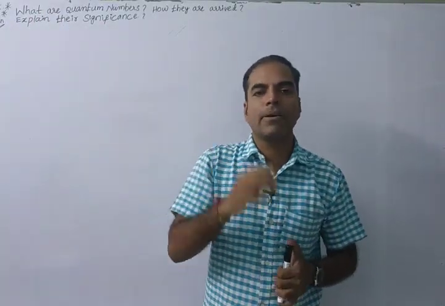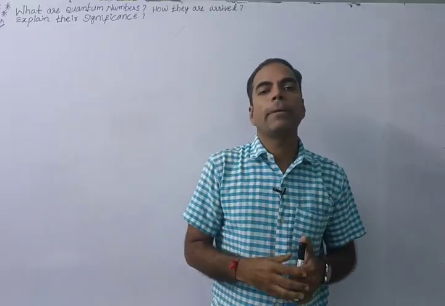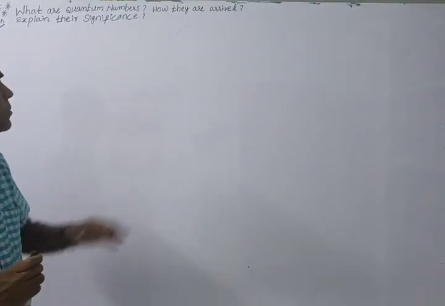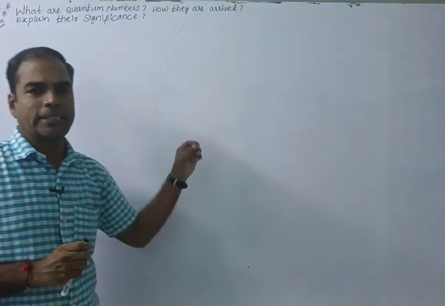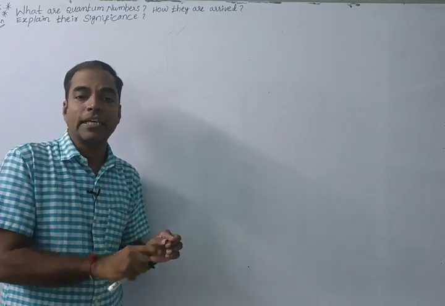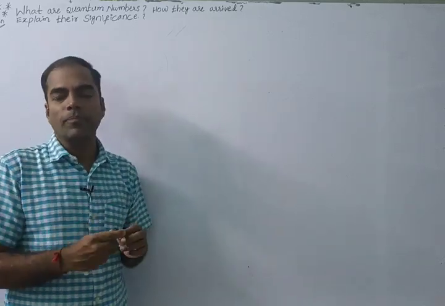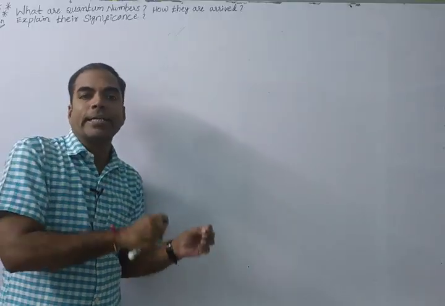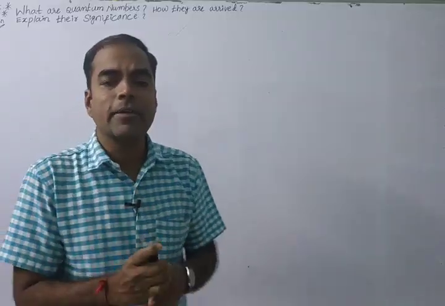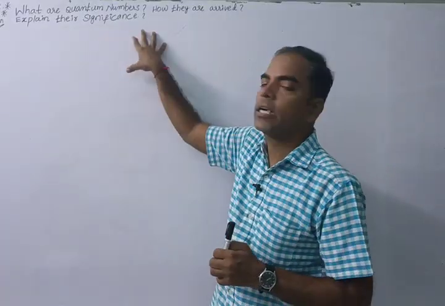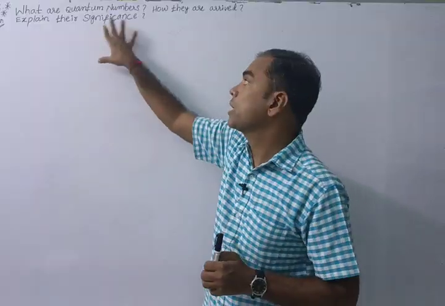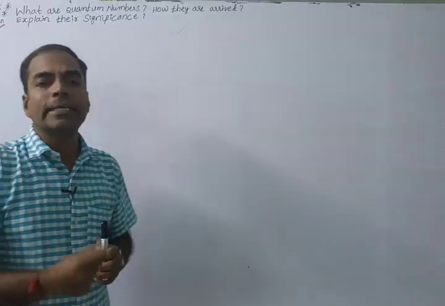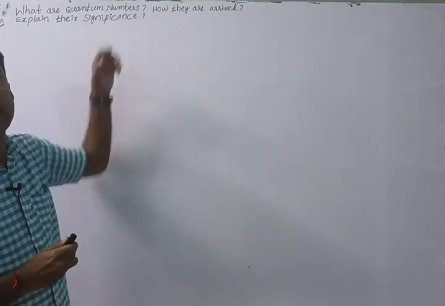These are the set of numbers which can give the complete description of an electron present in an atom. That means, for example, for an electron present in an atom, in which orbit, which subshell, which orbital it is present, what is the spin of the electron, what is the orientation of orbitals, all these things can be explained with the help of quantum numbers.